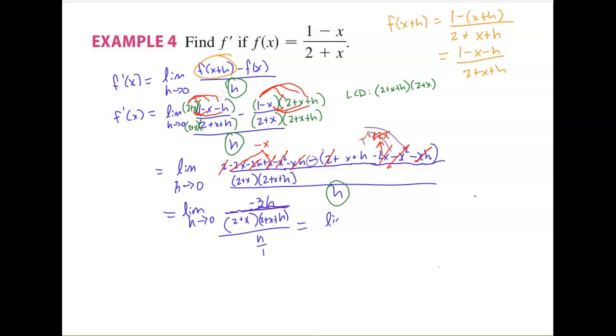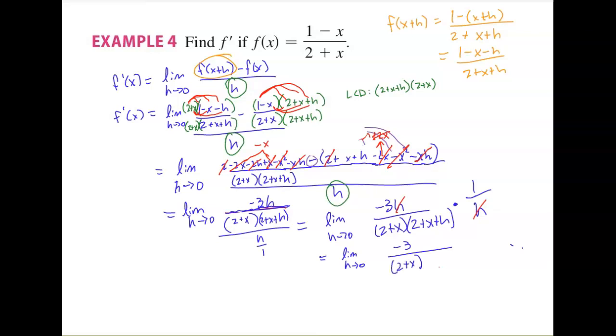All right, so now we get the limit as h goes to 0. We have negative 3h over that common denominator of 2 plus x times 2 plus x plus h. And we'll flip that second fraction and we'll multiply. We'll notice, yes, we can divide out the h that's common to the numerator and the denominator. We're now left with negative 3 over 2 plus x times 2 plus x plus h.